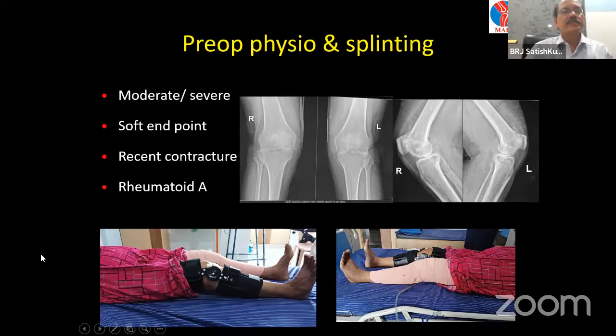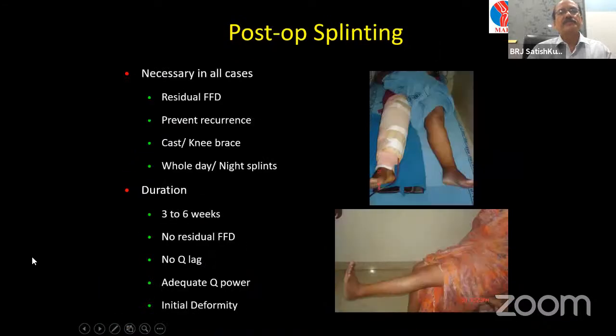So pre-op physiotherapy and splinting is very important if the deformity is more, especially if it is more than 20 degrees. And post-op splinting is necessary in all the cases. Please do not take pride in telling that there is no need. Yes, you may not need it if, as I said, it is only osteophytes, if it is an OA knee. But if it is an RA knee, rheumatoid arthritis, with knee flexion deformity, it is mandatory to use a splint for at least 3 weeks, maybe sometimes up to 6 weeks.